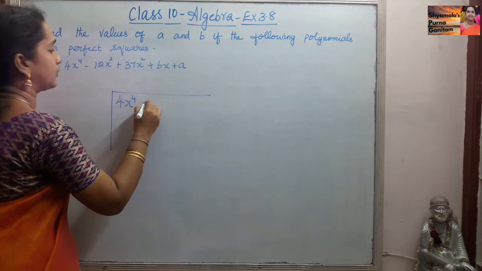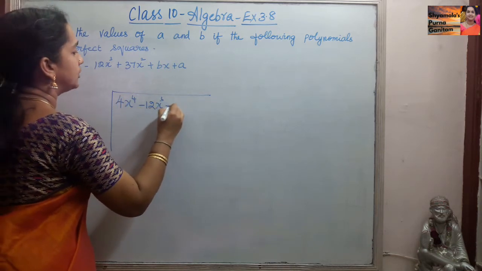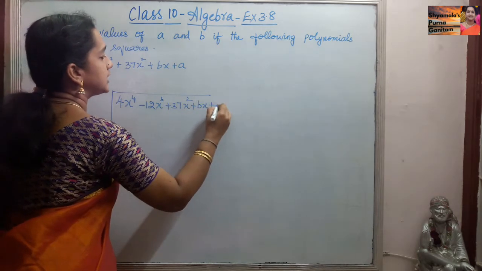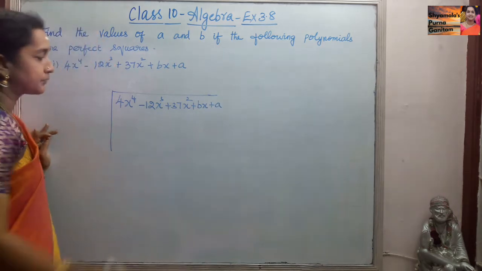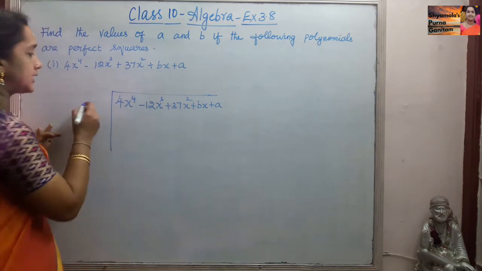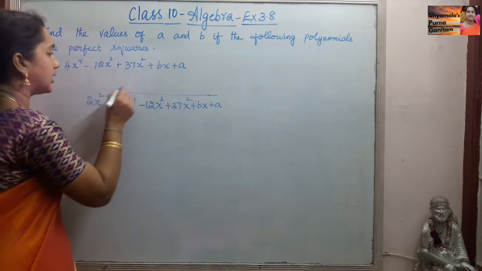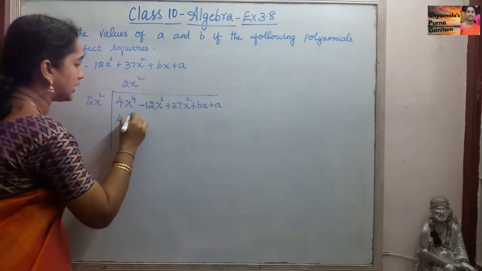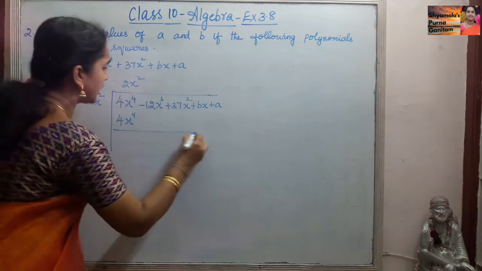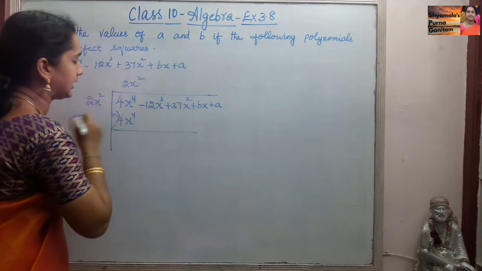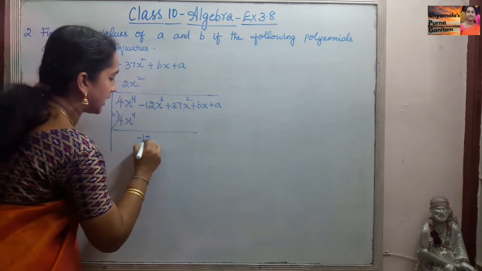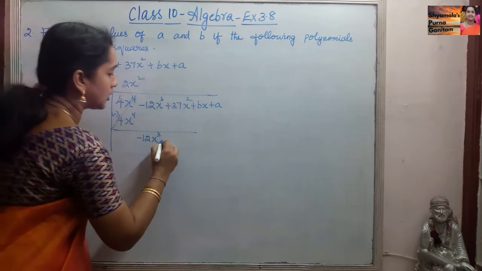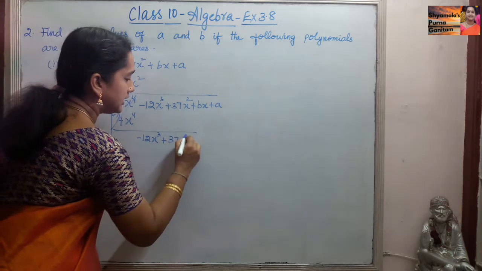So 4x power 4 minus 12x cube plus 37x squared plus bx plus a. So this is the question. Here 4x power 4 is there, so we will take 2x squared into 2x squared. When we multiply this, we will get 4x power 4. When we subtract this, it will get cancelled. Then we will bring the next two terms down: minus 12x cube plus 37x squared.